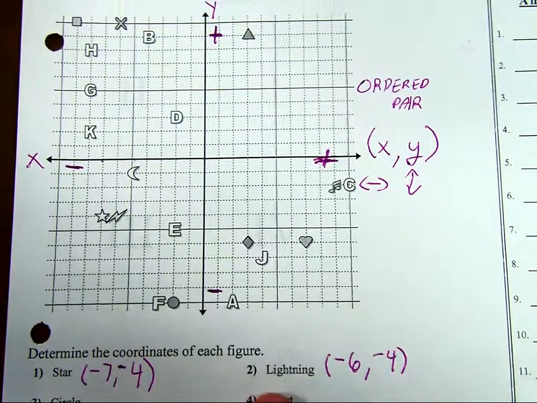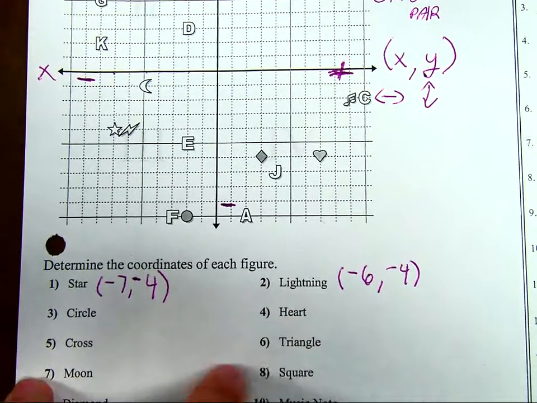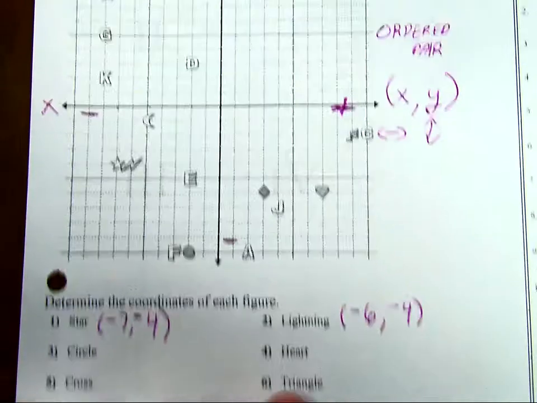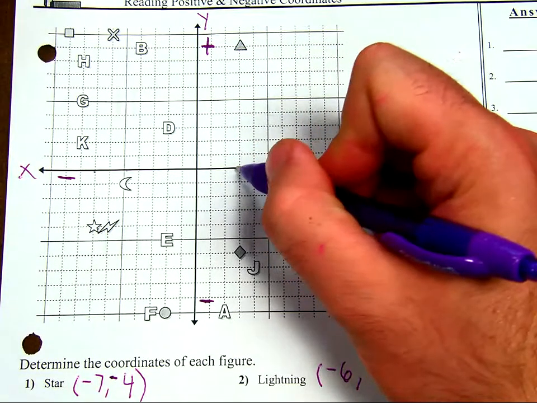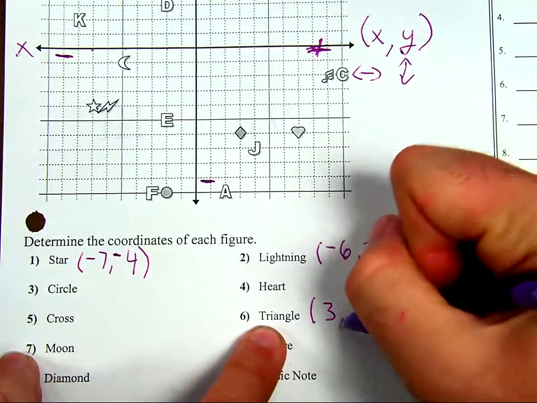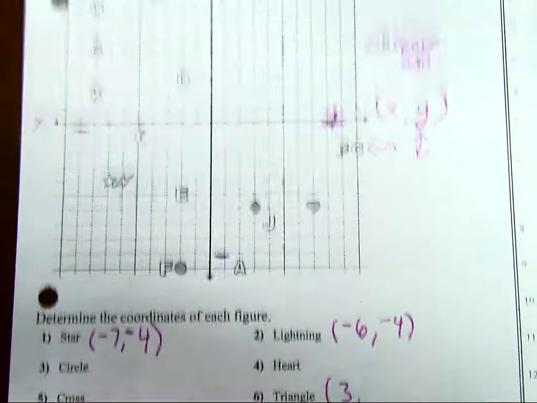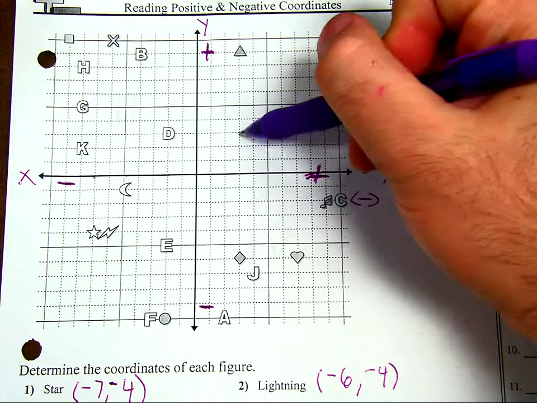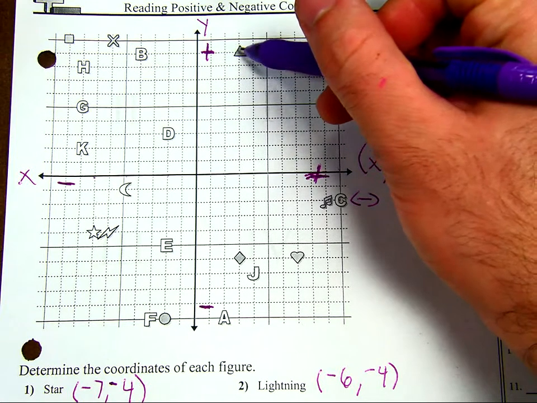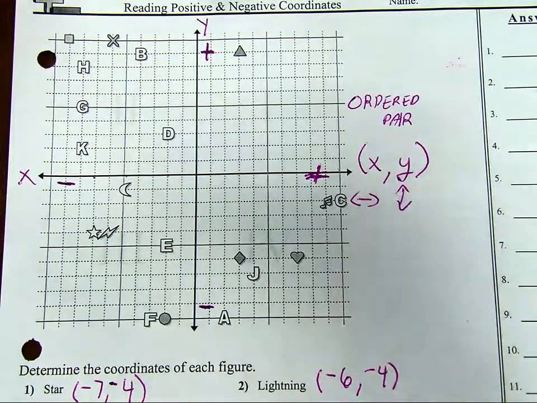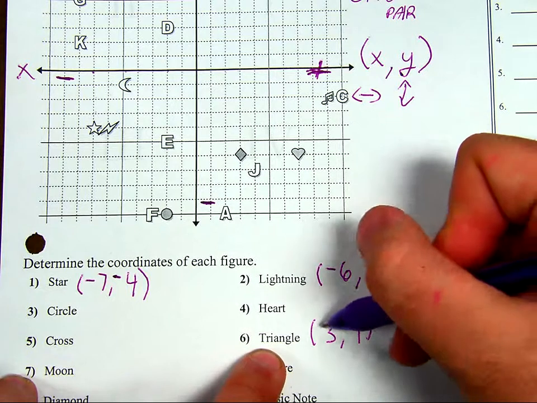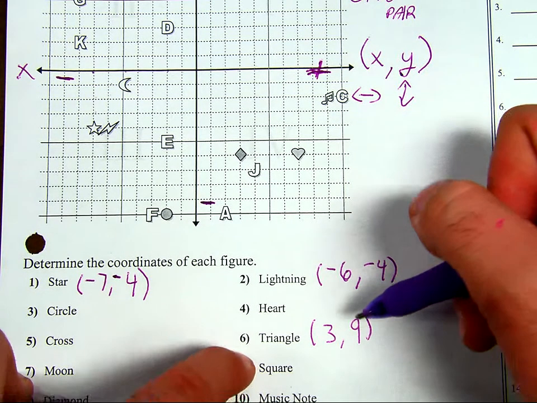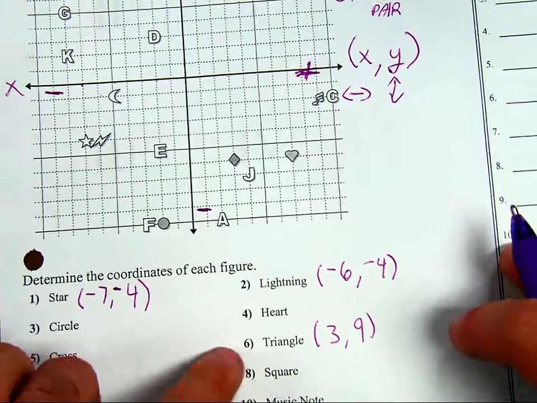What about some ones that aren't negative and negative? What if I'm trying to find my triangle? My triangle is up here. In order to do that, I go to the right, 1, 2, 3. So it's going to be 3 to the right, that's positive 3. Then I'm going up 1, 2, 3, 4, 5, 6, 7, 8, 9. Going up 9. Since I'm going right and up, they're both positive, so that's 3 and 9. Got it? So that's how we plot on a coordinate plane.